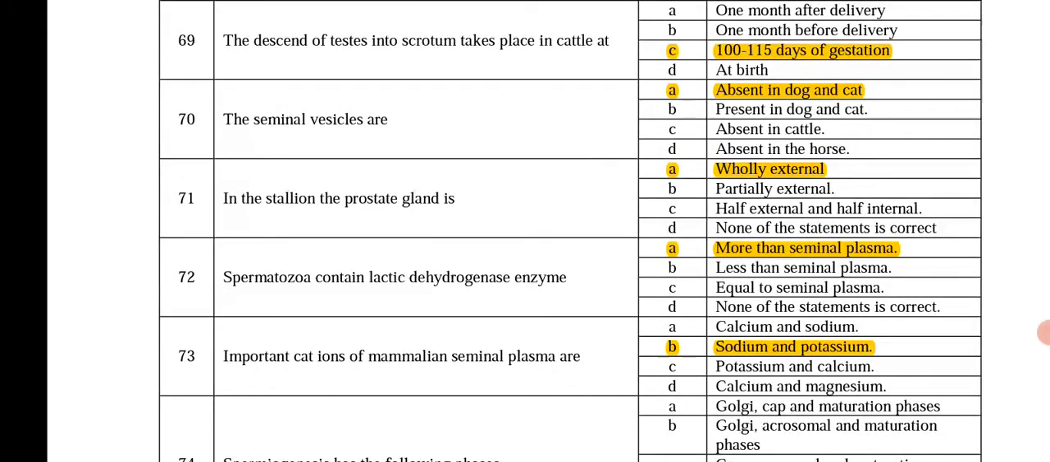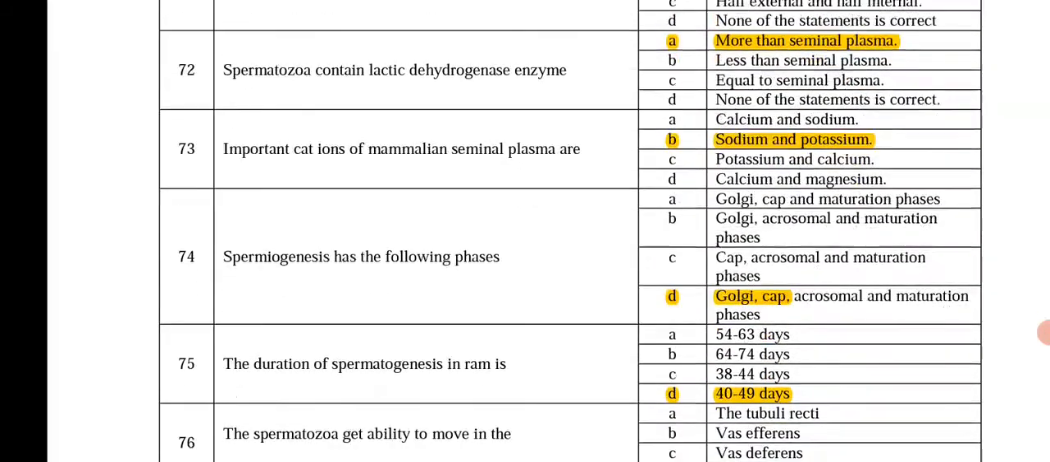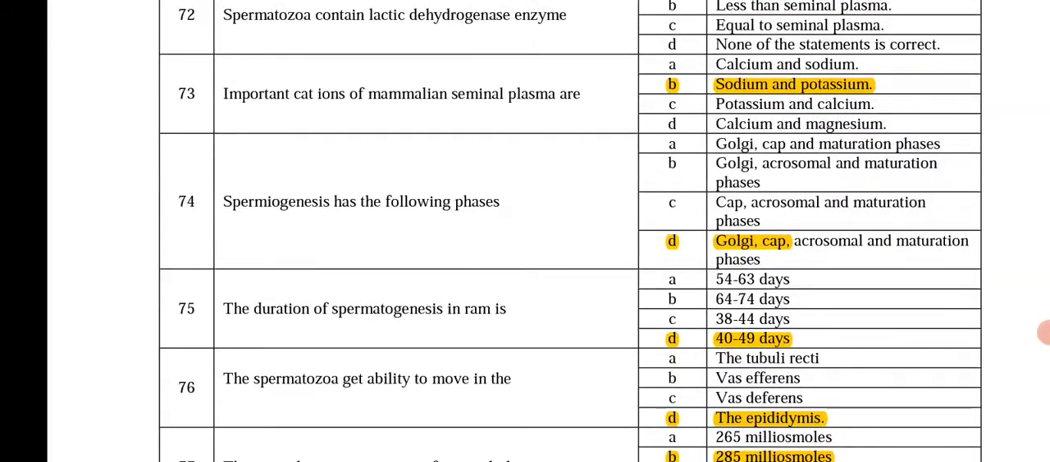Spermatozoa contain lactic dehydrogenase enzymes more than seminal plasma. Important cations of mammalian seminal plasma are sodium and potassium. Spermatogenesis has the following phases: Golgi, cap, acrosomal, and maturation phases.